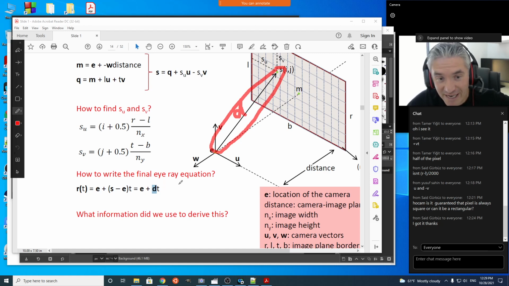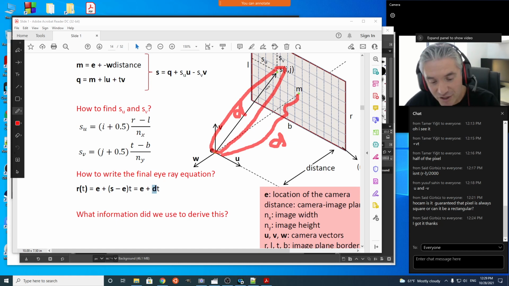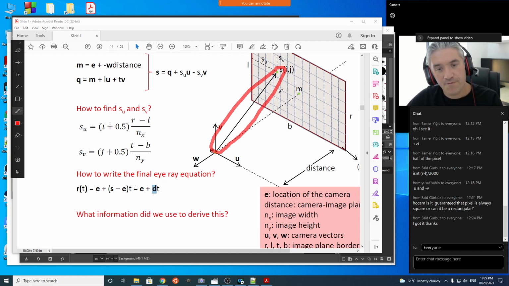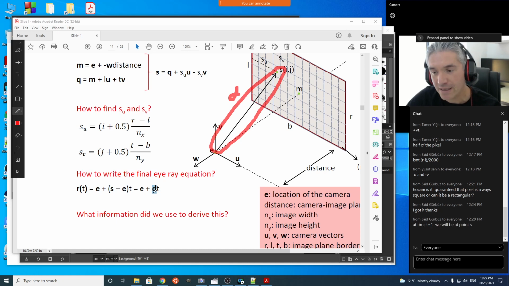Now there are some variable clashes again. D was the distance, right? Don't confuse this distance D, which was a scalar, with this vector D here, which is the direction from this E to the center of the pixel. So this is a vector D. Now, if this D vector is left as is without normalizing it, exactly. So this was the answer I was looking for.